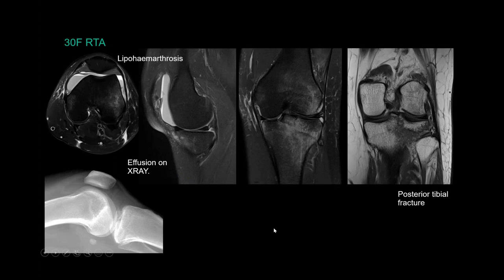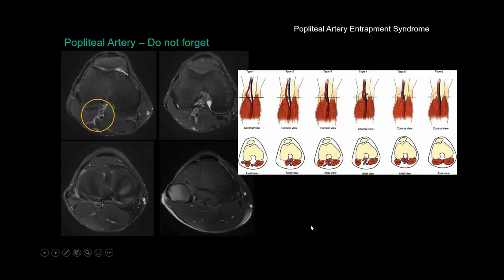Okay, so this is a quick demonstration. On this radiograph, you can see hints of an air-fluid interface on the lateral view. MR definitely demonstrates it. You can see lipohemarthrosis within the axial and sagittal sequences, and this is due to a fracture of the posterolateral aspect of the tibia. Don't forget the popliteal artery. I've not seen one, but do look out to see where the position of your popliteal artery is, in case you miss a case of popliteal artery entrapment syndrome.